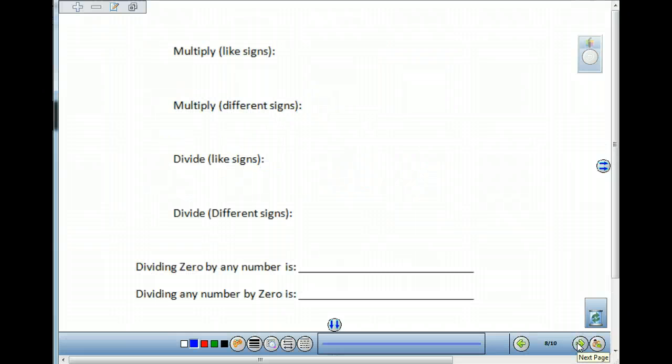Again, you're going to do the same with multiplying with like signs, multiplying with different signs, dividing with like signs, and dividing with different signs. Then I have two key questions that are really important. What happens when you divide 0 by any number? What is your answer? And what happens if you take any number and divide it by 0? We're going to be working on some activities and some worksheets in class after you've looked at these, for some more examples. So good luck, and I hope this goes well.